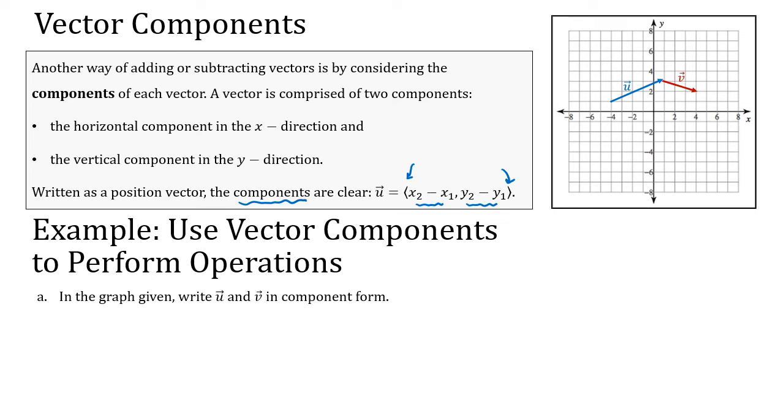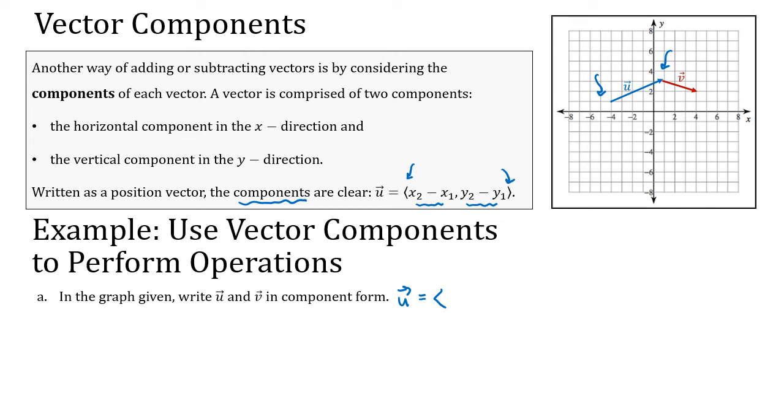In this example, we are given in a graph vector u and vector v, and we're being asked to write those in component form. All right, so we'll begin with vector u, and we're going to write that as a position vector. What that position vector entails is determining, from the initial point of vector u to the terminal point of vector u, what the horizontal and the vertical components are. What are the horizontal and vertical movements to get from one spot to the other?